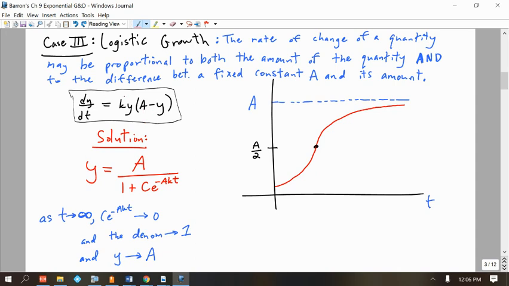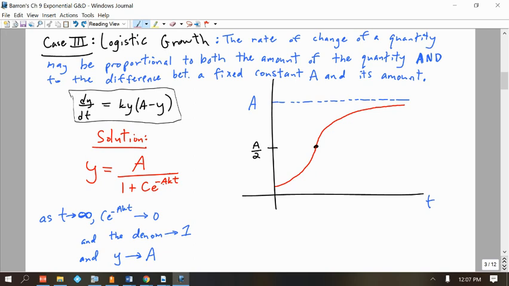Now, how do I solve this differential equation? It is a beast, and they would not ask you to do this on the AP exam. I can't imagine them ever doing this. They ask you to get this solution. So here is the solution. What you need to know mostly is this is the differential equation in the black box: dy/dt = k y (A − y). Its solution is y = A / (1 + C e^(−Akt)).